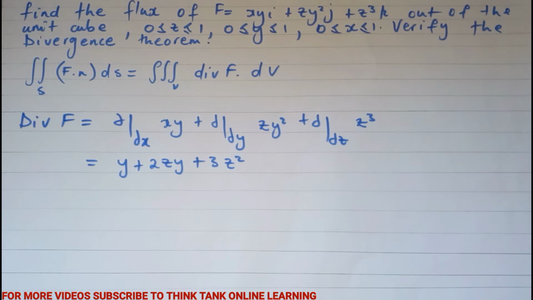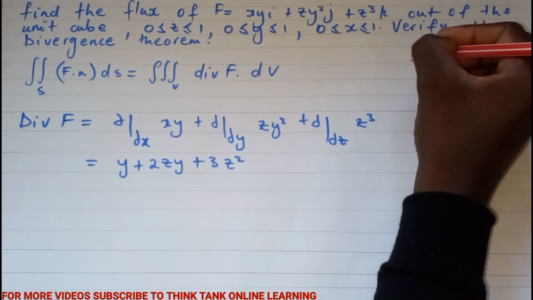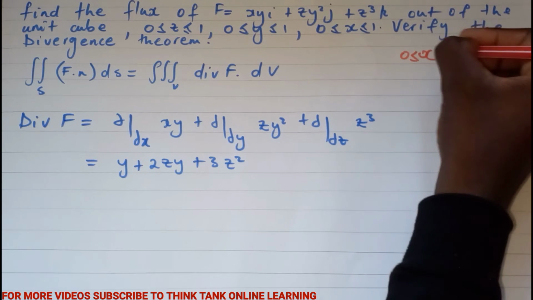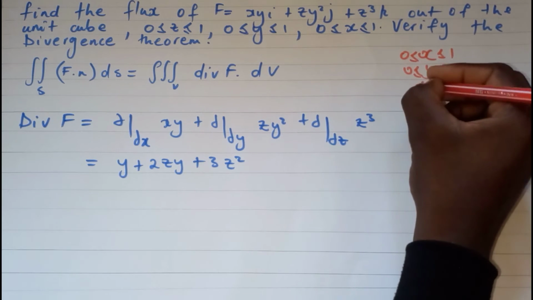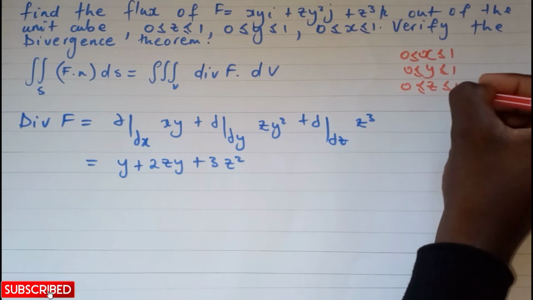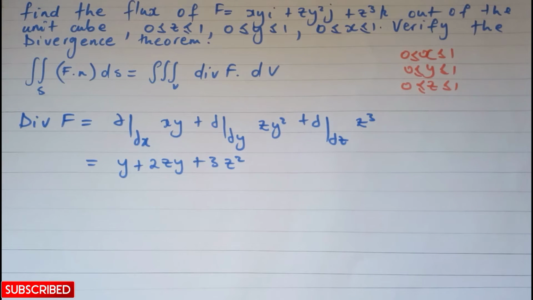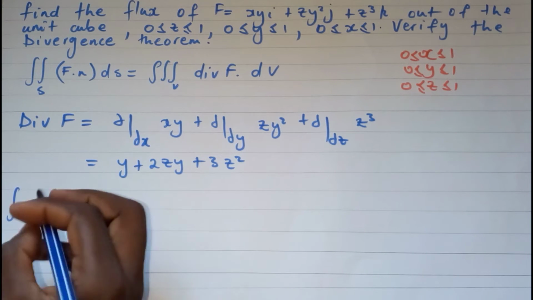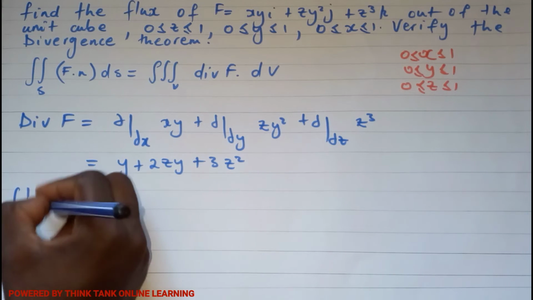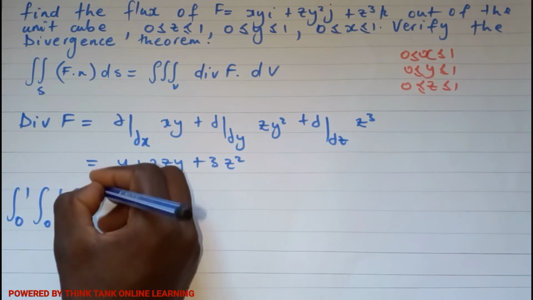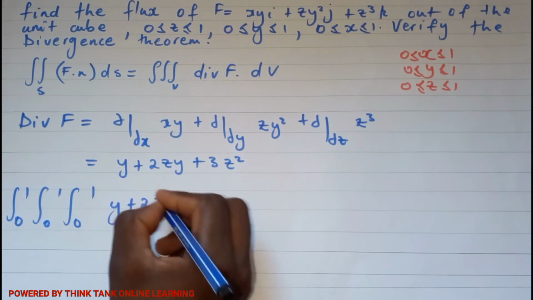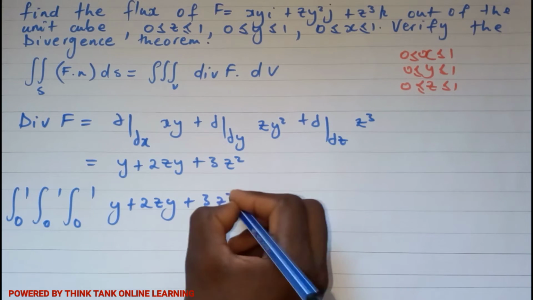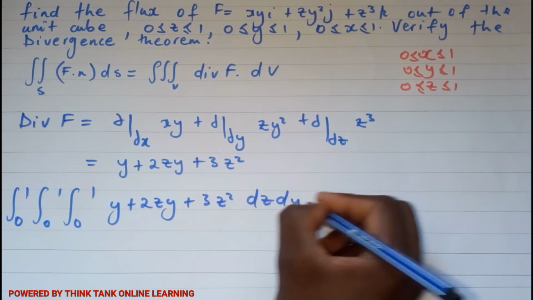So x ranges from 0 to 1, then y ranges from 0 to 1, and the same applies to z, from 0 to 1. Our triple integral is going to be very easy. x is my outer integral, 0 to 1, then y from 0 to 1, then z from 0 to 1, of the divergence of this vector field: y plus 2zy plus 3z squared, dz dy dx.